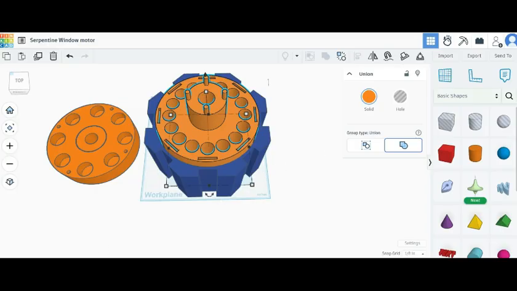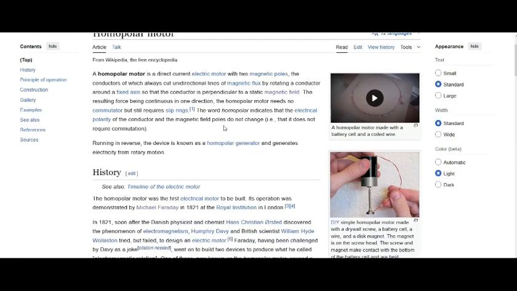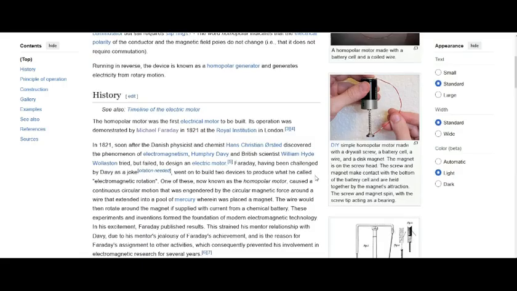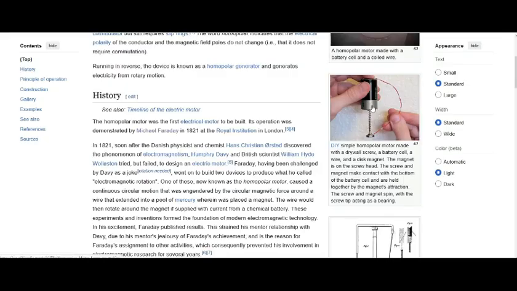So let's talk for a moment about the Faraday homopolar motor. So here's just Wikipedia, and they note that it was the first electric motor to be built by Faraday, and this was the actual experiment where the current going through the air with a magnet would trace a circle around the magnet.